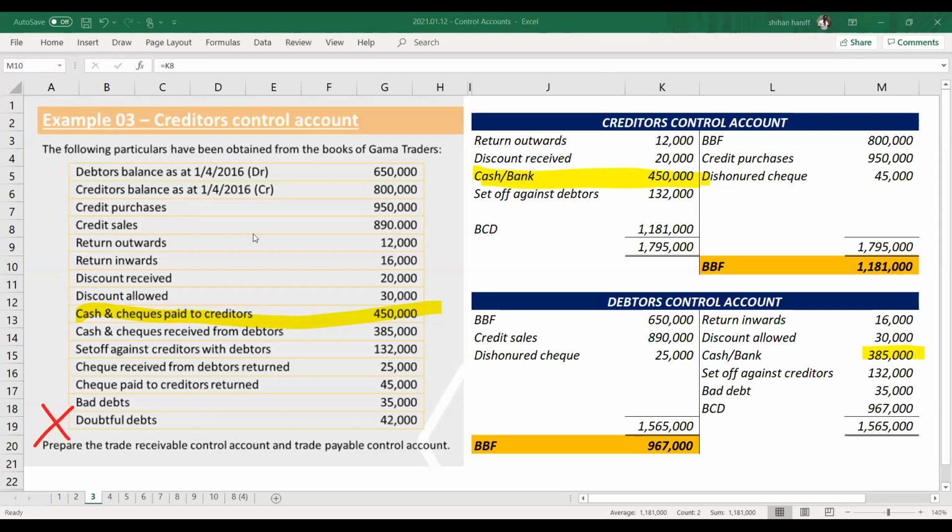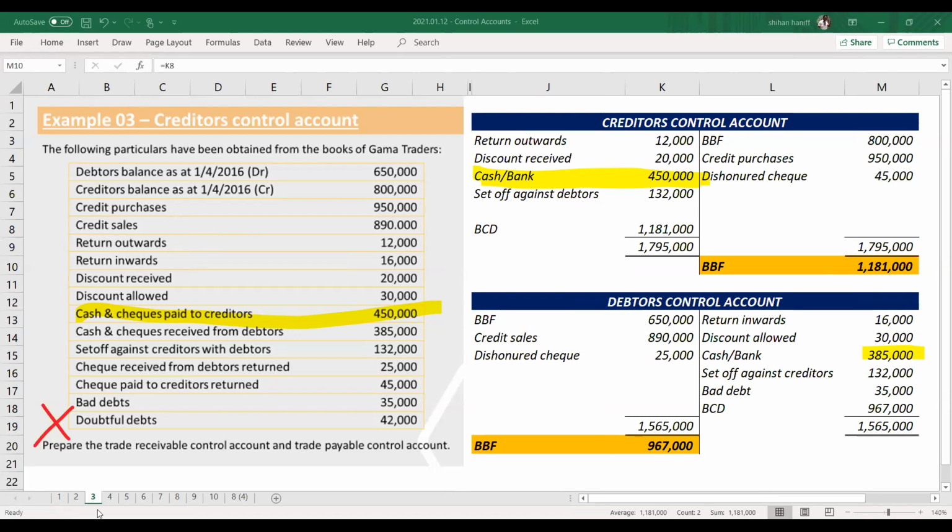So now we know the basic format of the debtors control account and creditors control account. That's the first part in this chapter, a very simple area. Now we are moving to the second part: preparation of individual accounts and the control account. In individual accounts, we record individual transactions, and in the control account, we record the total amounts. Purchases means total of purchases. Cash payment to creditors means total cash payments.